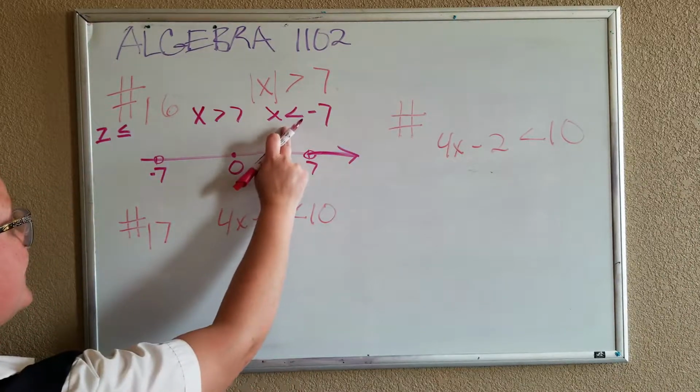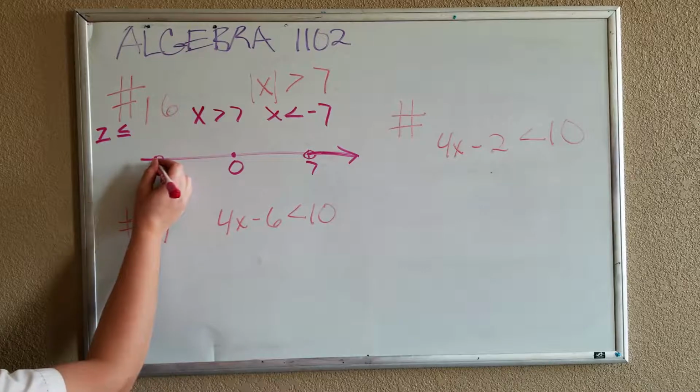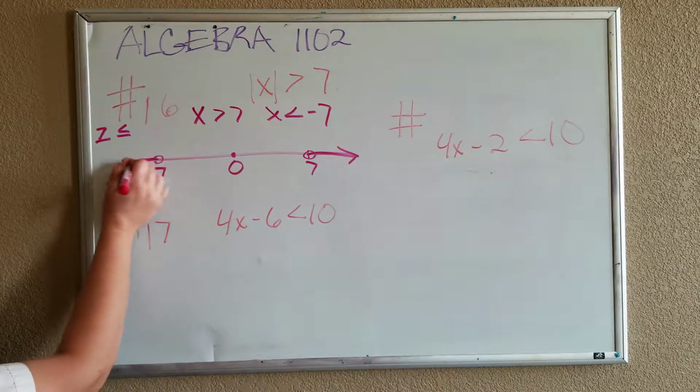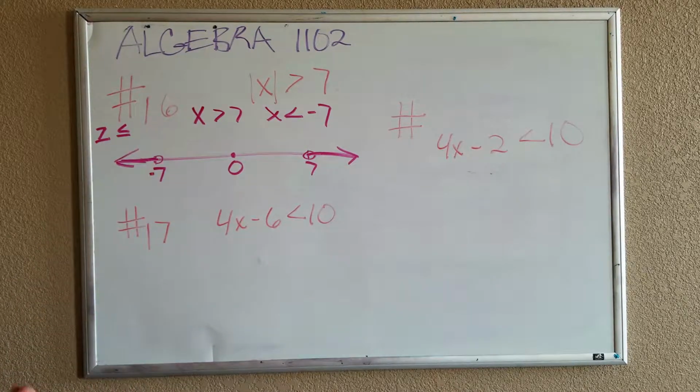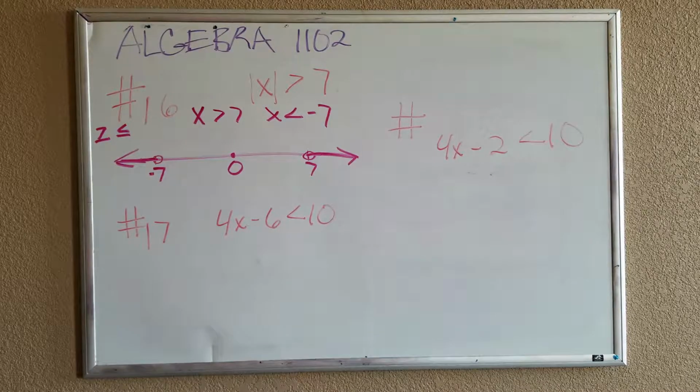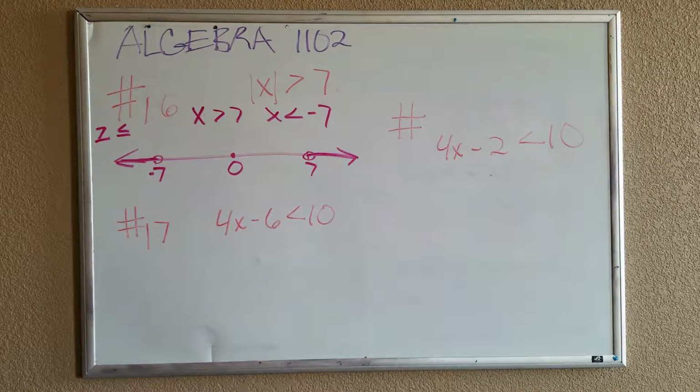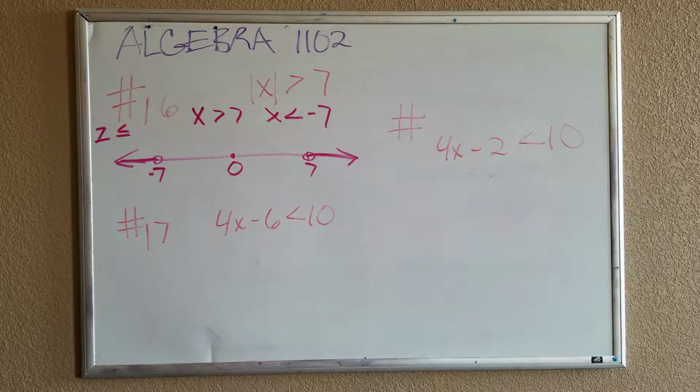And x is less than negative 7. So less than means shade to the left with an arrow going that way. All right? Problem number 17, they just want you to solve for x. So solve the following inequality.